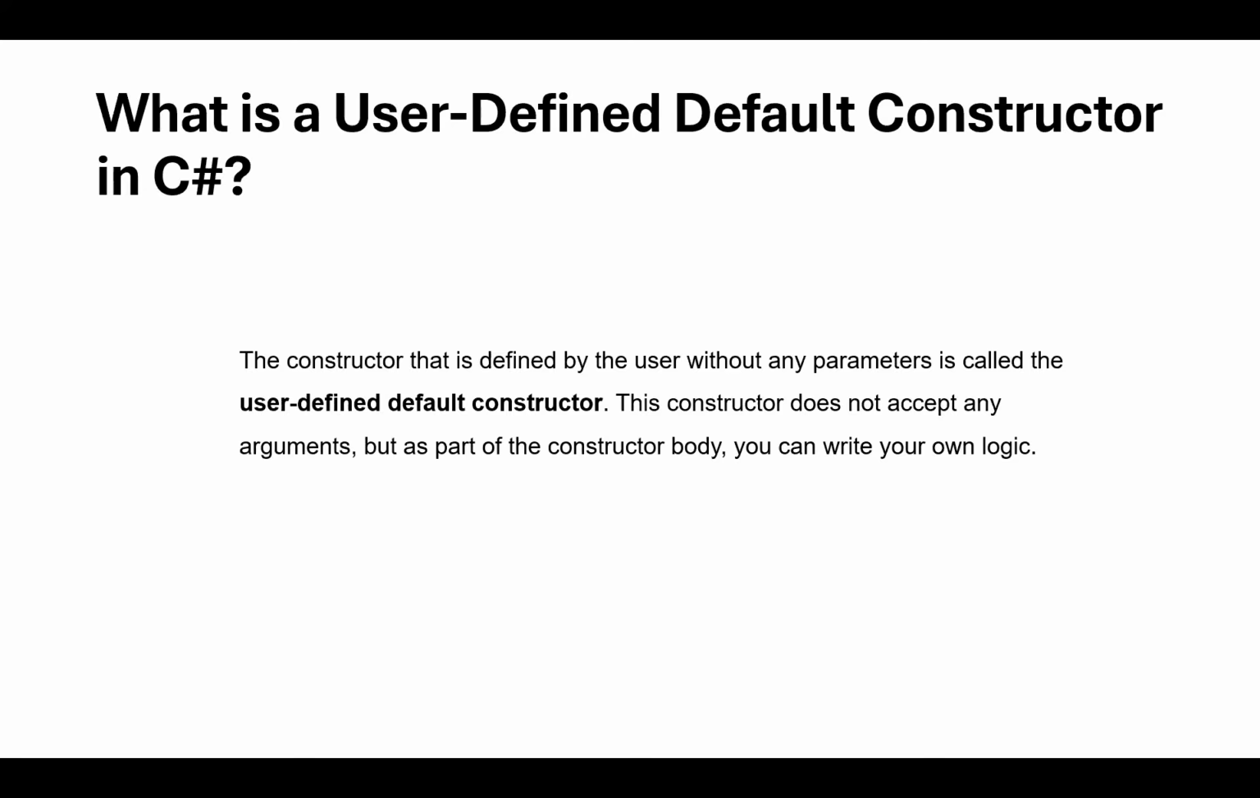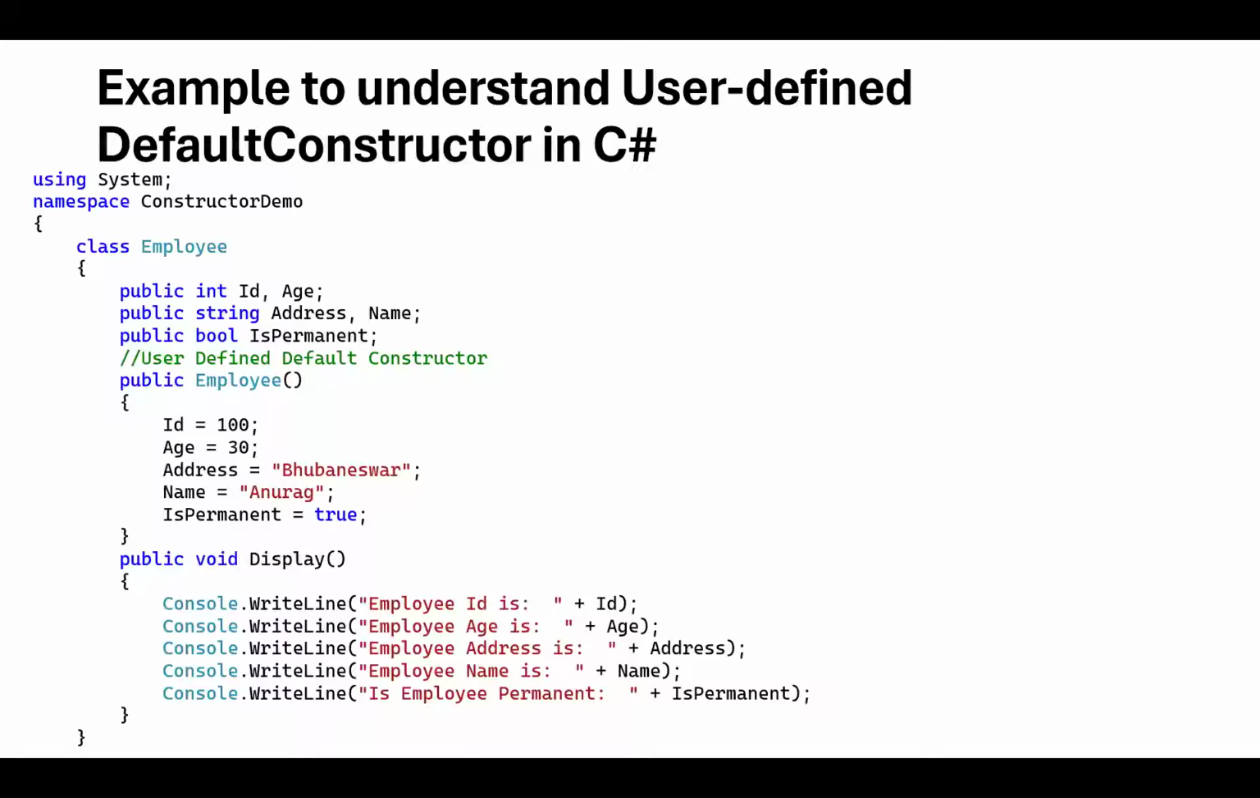It can be without parameters or with parameters. If it is without parameters, it is named a user-defined default constructor. And this constructor does not accept any arguments because it is without parameters. And you can write your own logic. For example, we have an Employee class. We have created a public parameterless constructor. You can see empty brackets, so no parameters.